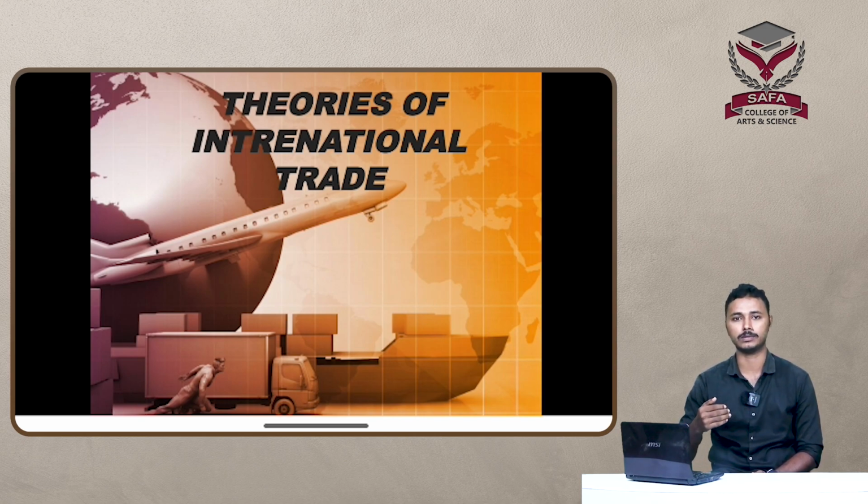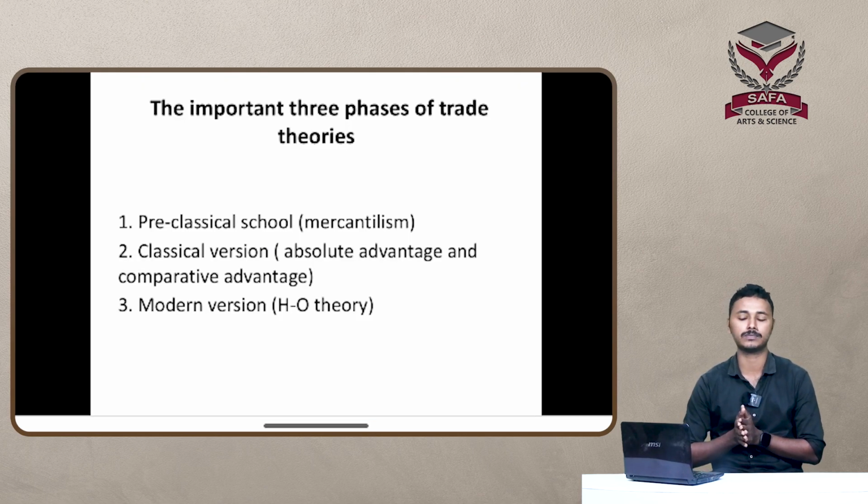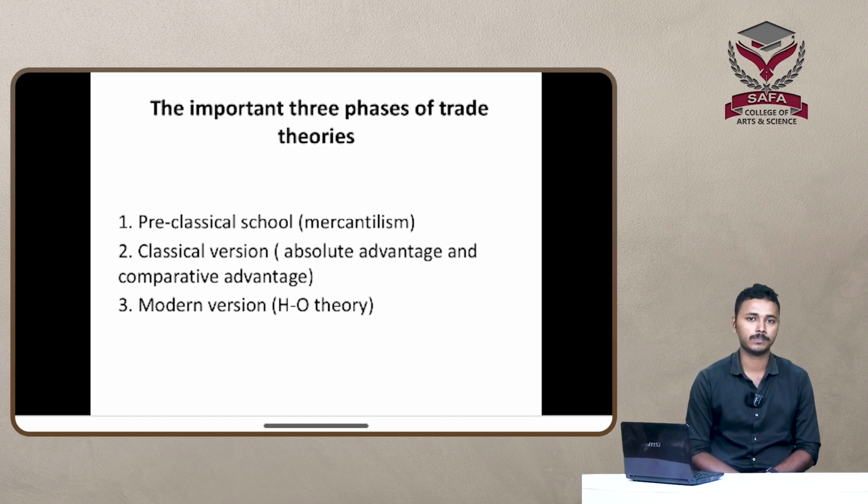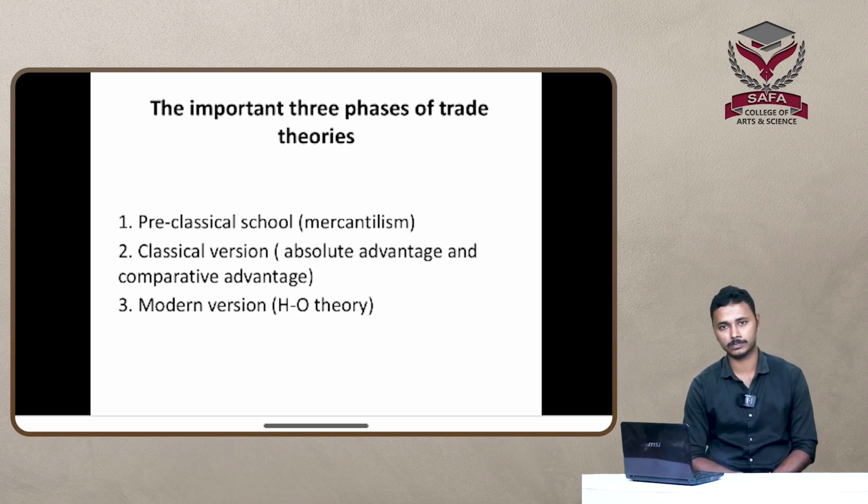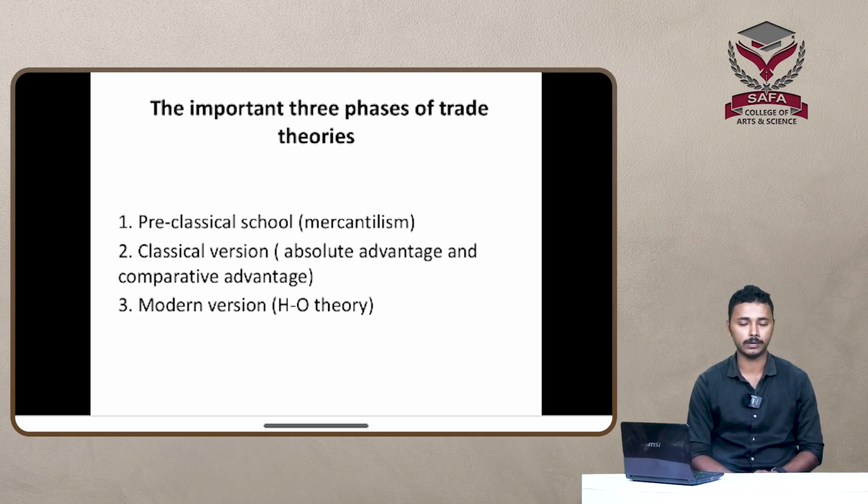That means the evolution, from the first part to the modern trade. Let's discuss the three important phases of trade theories. First one, the pre-classical school, which we know as mercantilism. That was before the classical version. Then the second one is the classical version. There are two theories: first, absolute advantage theory, then second, comparative advantage theory. Then the third one is the modern version, known as HO theory. HO means Heckscher-Ohlin theory.